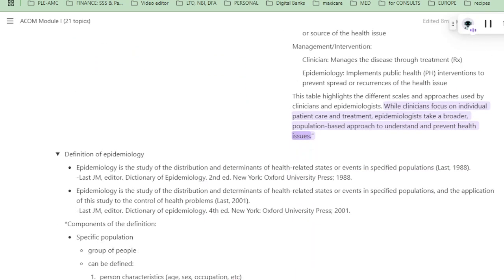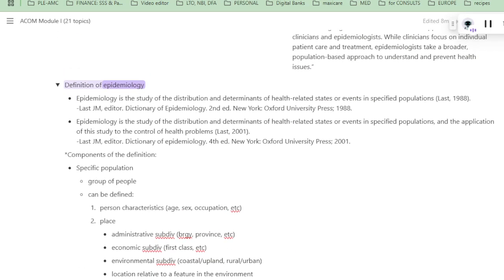issues. Definition of epidemiology: Epidemiology is the study of the distribution and determinants of health-related states or events in specified populations. Last, 1988. Last J.M., editor. Dictionary of Epidemiology. 2nd ed. New York, Oxford University Press, 1988.